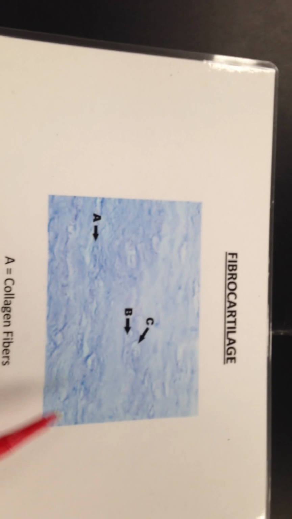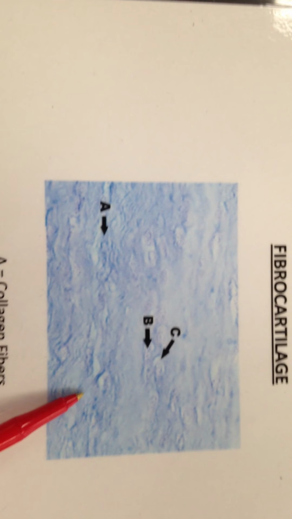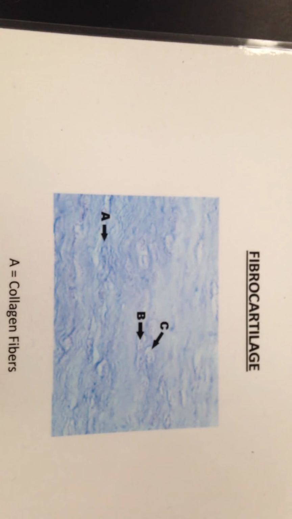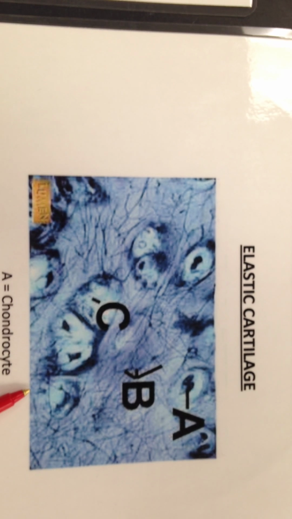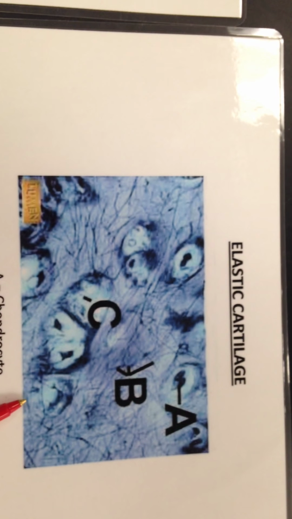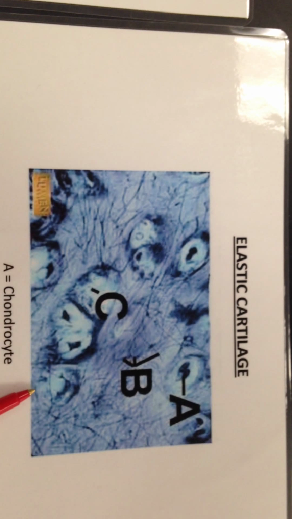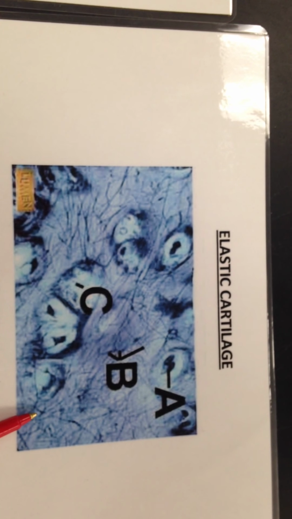The location of fibrocartilage will be found at our intervertebral discs, as well as our pubic symphysis, and its function is to prevent compression, so it provides tensile strength. Elastic cartilage, I like to say it can be found in our E3 locations, so our ear, our eustachian tube, and our epiglottis. And its function is to provide elasticity to the structures.